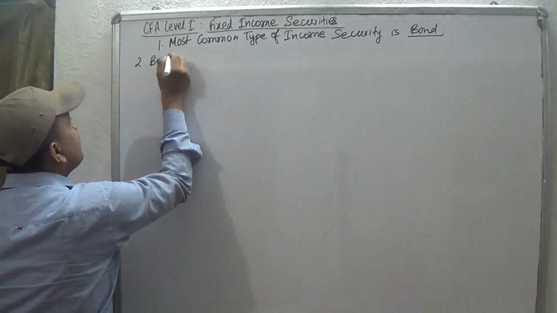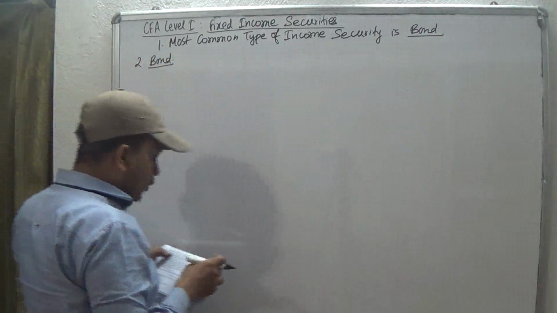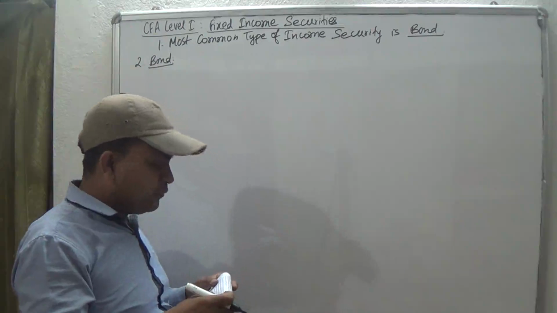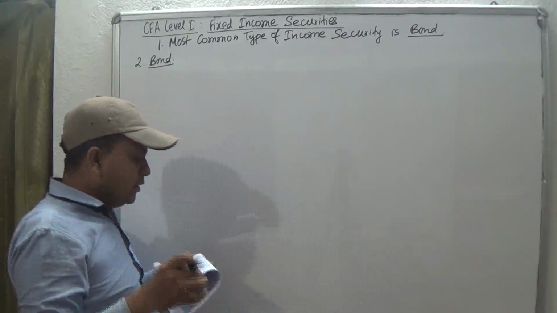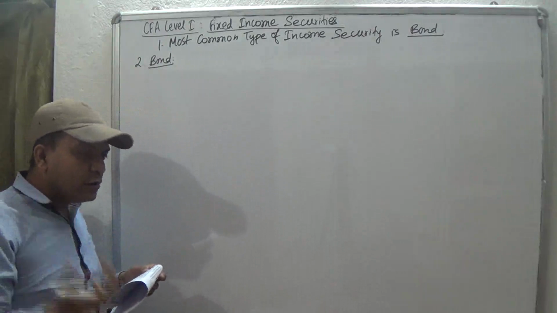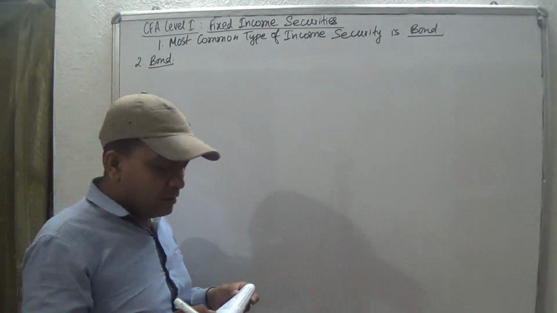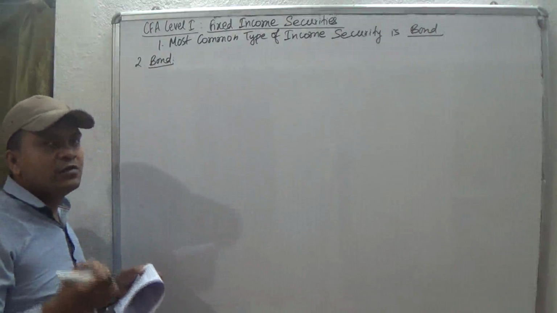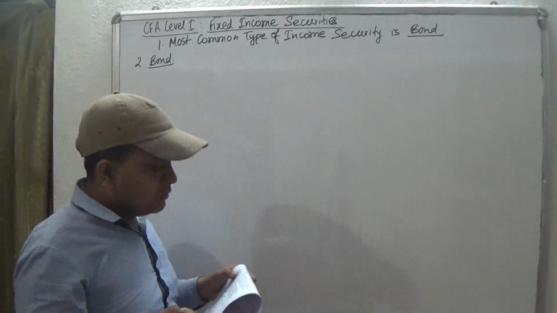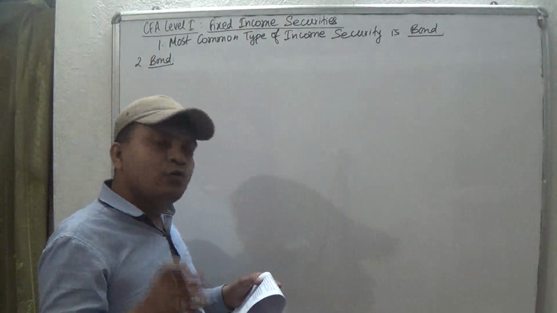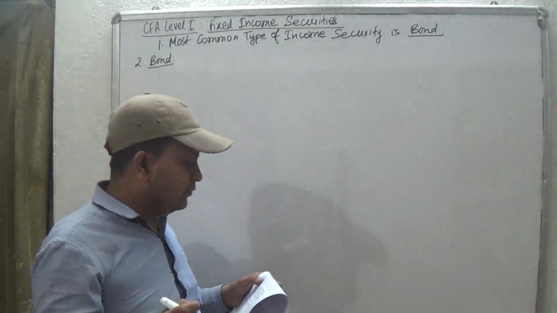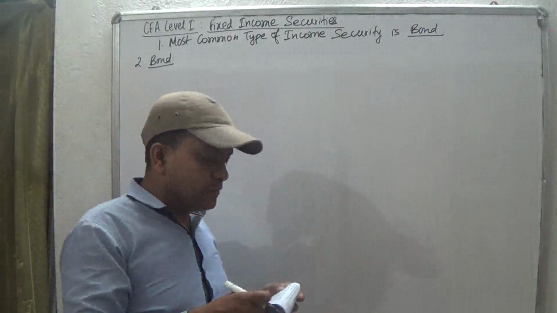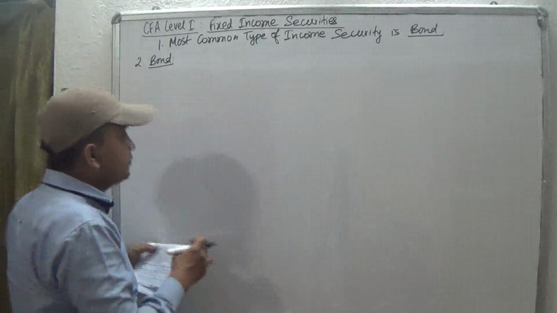Bond is an instrument which promises to make a series of interest payments in a fixed amount, and also promises to repay the principal amount at maturity. You could say a bond is an instrument that promises to make a series of payments in fixed amounts and to repay the principal amount at the time of maturity.